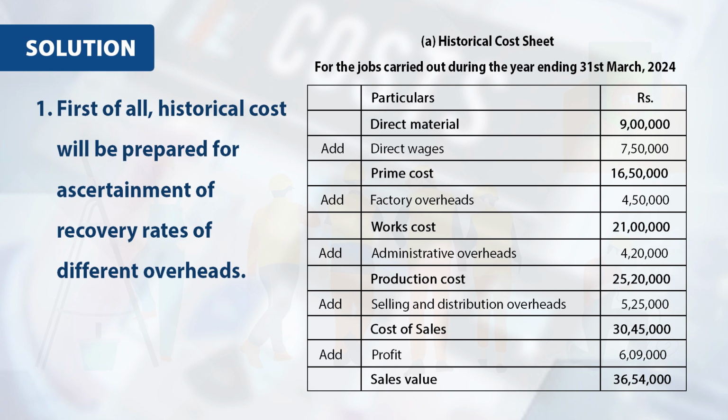In works cost, add administrative overhead rupees 4 lakh 20,000, giving production cost of rupees 25 lakh 20,000. In production cost, add selling and distribution overhead rupees 5 lakh 25,000. It will give us cost of sales rupees 30 lakh 45,000. In cost of sales, add profit rupees 6 lakh 9,000. Therefore, our sales value comes to rupees 36 lakh 54,000.